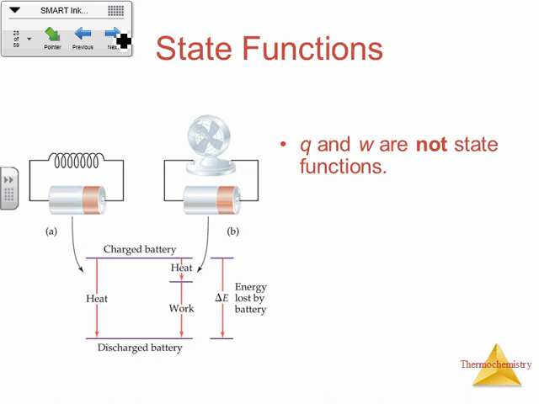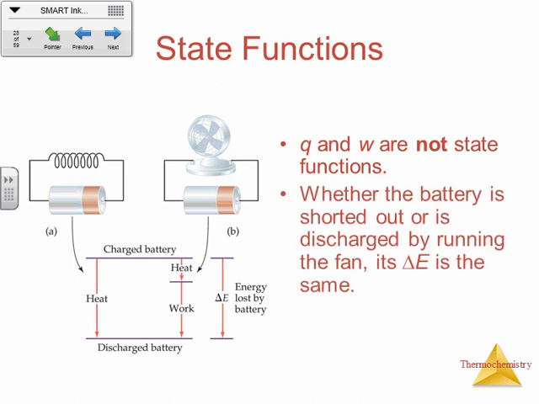Now, Q and W, heat and work, those are sort of like the distance in that last analogy. Those are not state functions, okay? So here's an example of that. If you are going to discharge a battery, there's two ways you can do that. You can use the battery, like with a fan or an iPod or something like that, until it runs out of energy. Or you can short circuit the battery and you can drain all the energy out of it that way, okay?